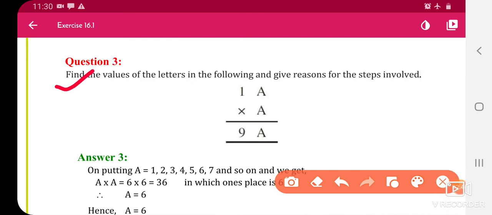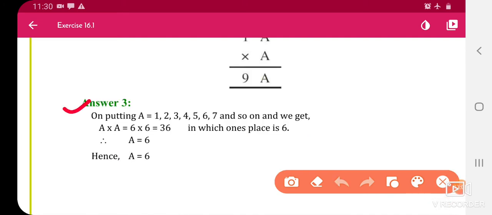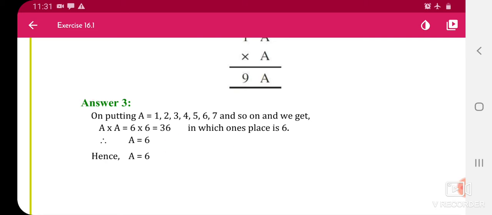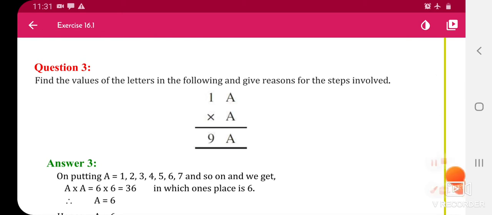Next question is, find the value of the letters in the following and give reason for steps involved. Here a multiplication is given, and in this multiplication which number can we use in A into A so that the answer also gets A? This multiplication follows the same procedure, putting 1, 2, 3, 4, 5, 6, 7 and so on. So we get A into A, 6 into 6 is 36. In which place is 6? So A equals 6 and the answer is 6. So firstly we have to try it.